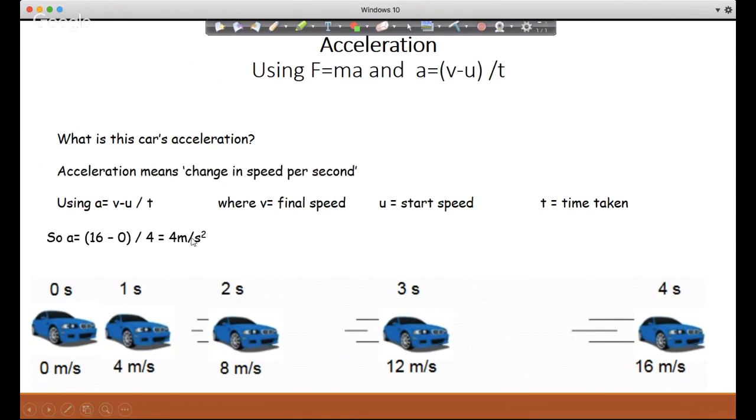And if you look at it, that 4 meters per second squared tells us that each second, the speed is going up by 4 meters a second. And if we look here, after 1 second, it's going 4 meters per second. After 2 seconds, 8 meters per second, 3 seconds, 12, and so on. So we can see that logically, that answer makes sense.